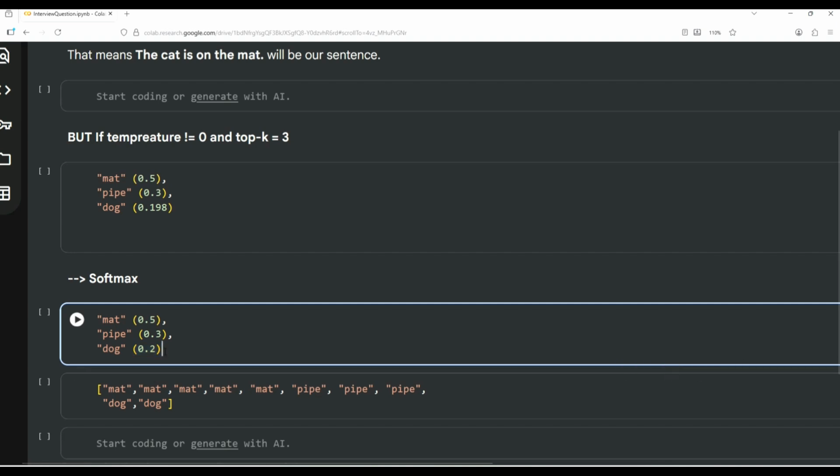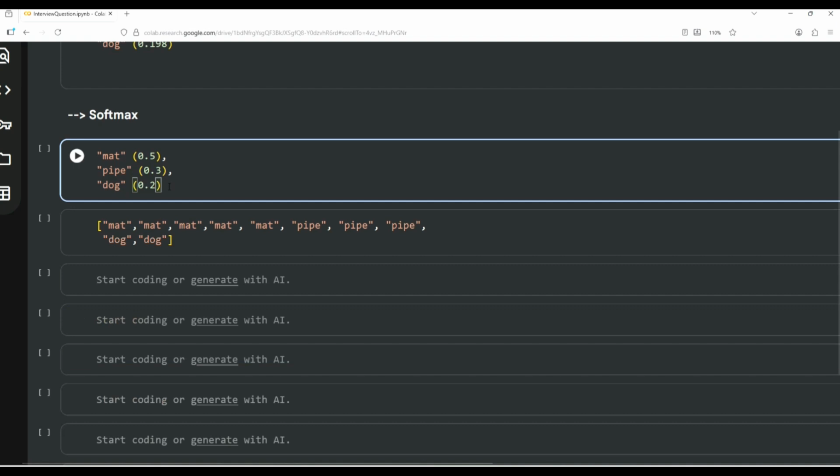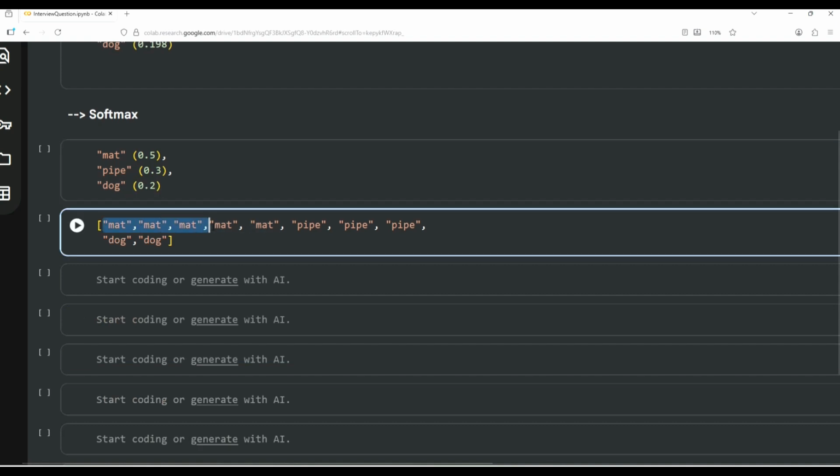And if you want to understand it in a different or simpler way, just think that we have a list in which mat is appearing 5 times, pipe is appearing 3 times, and dog is appearing 2 times. And we have to select a token from this list randomly. Now because mat appears 5 times, it has the highest probability to get selected. It has a 50% chance to get selected, right?